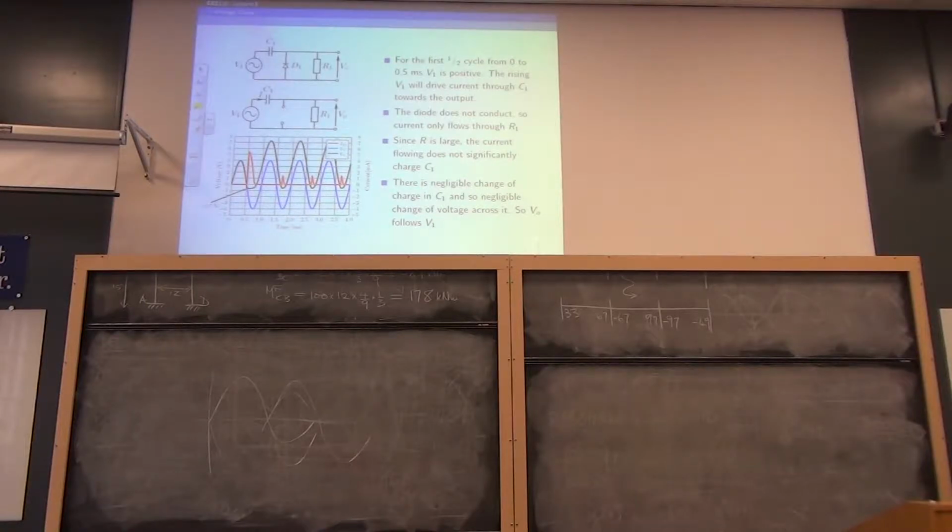And the rising V1 will try and pass a current through C1 towards the output. And it will manage that because this is a signal, and C1 will have some impedance, and that impedance will be 1 over 2 pi FC. And a small current will flow through C1 and then through R1, and the diode will be reverse biased. Happy? Because this will be the bigger voltage, cathode bigger than anode, the diode is reverse biased. So the diode won't conduct, and the current that flows through R1 is the same current that flows through C1.